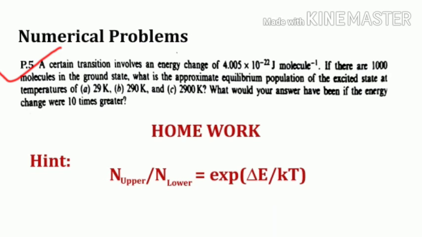So I am giving you this problem as a homework, so you can use this relationship n upper by n lower is equal to exponential minus del E by kT, which is called the Boltzmann distribution law. So using this equation you can easily solve this problem.